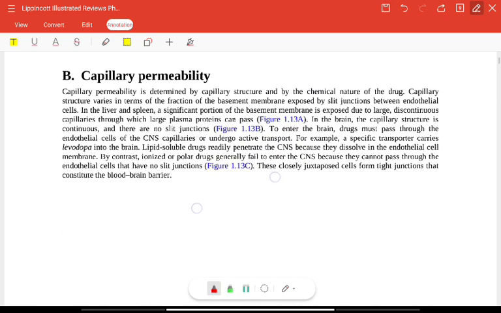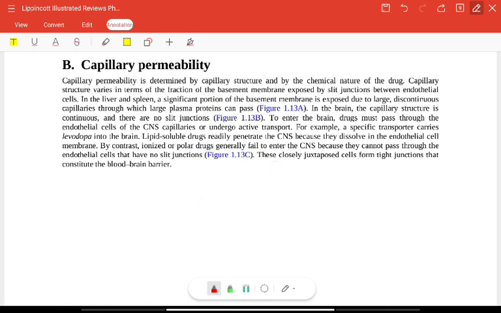Now capillary permeability is determined by the capillary structure and the chemical nature of the drug, the two things. We can see in the brain the capillary structure is continuous and there are no slit junctions. To enter the brain, a drug must pass endothelial cells of the CNS capillaries or undergo active transport. For example, a specific transporter carries levodopa to the brain. Lipid-soluble drugs readily penetrate the CNS.